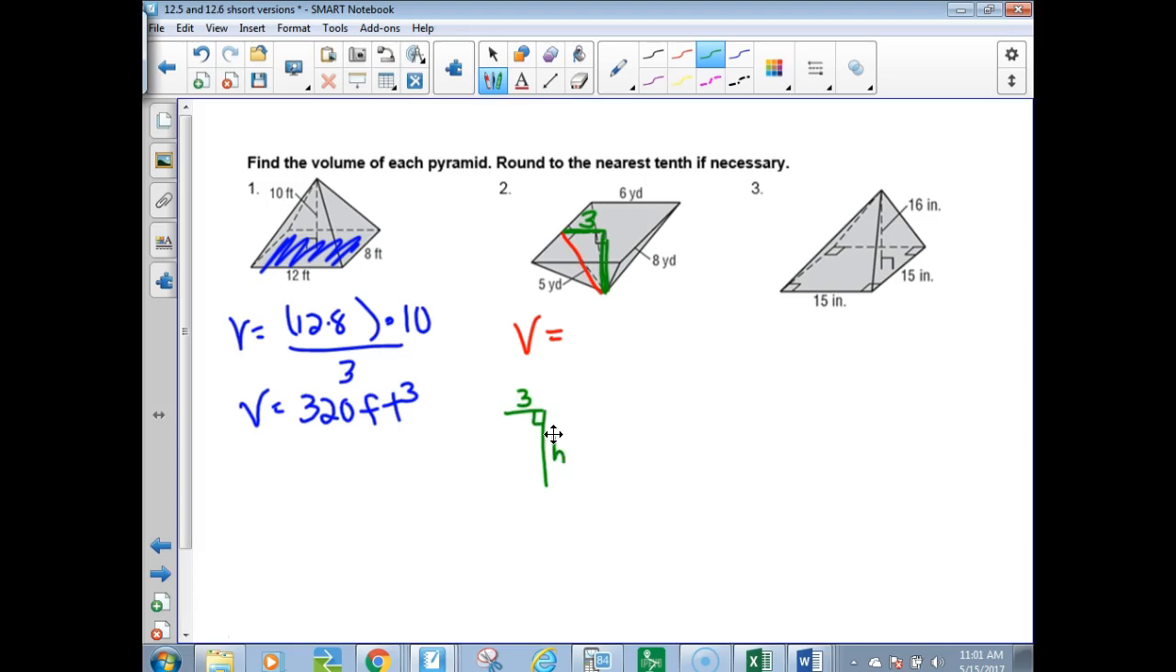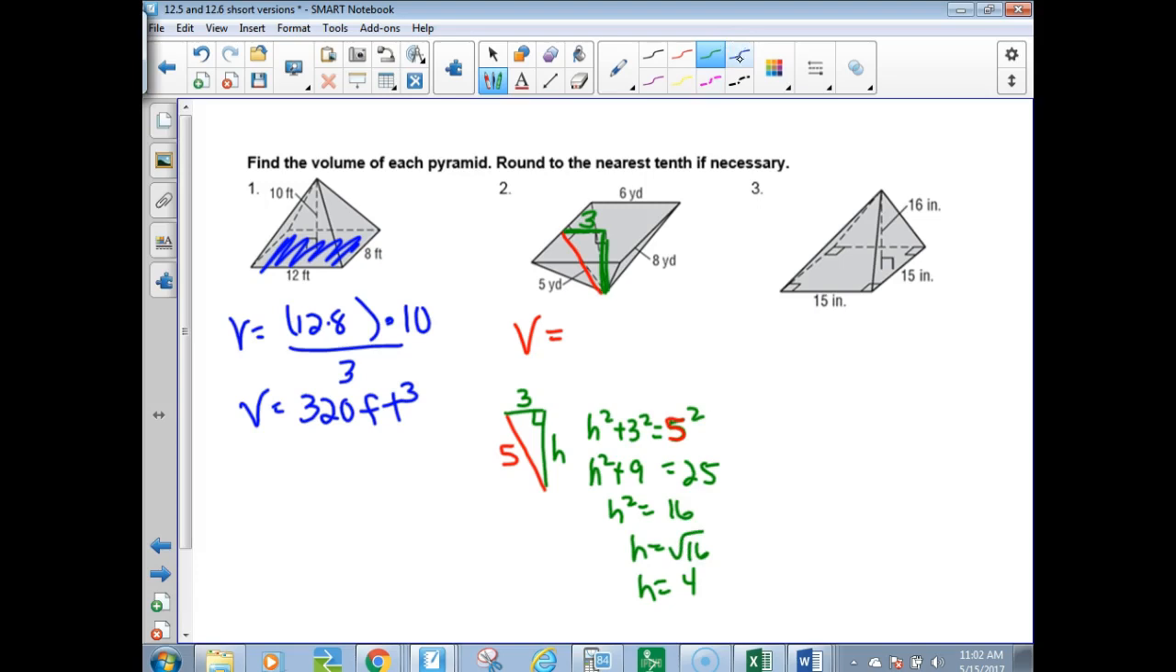We need the height, and that part I highlighted in red is on the outside of the pyramid. That's where the 5 is. So to do that, we're going to do 8 squared plus 3 squared equals 5 squared, 5 being the hypotenuse of that right triangle. So we're going to finish our Pythagorean theorem by squaring those numbers, subtracting 9 from both sides, get 16, take the square root of 16. We've been doing Pythagorean theorem all year. We get 4 for the height.